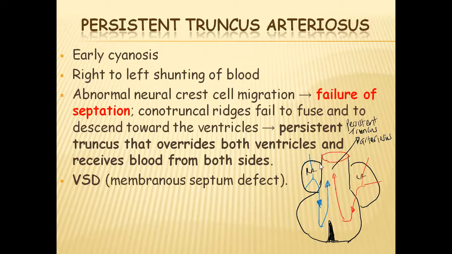And because of that, that leads to persistent truncus arteriosus, meaning that we have one outlet from both ventricles, right? So one outlet receiving blood from both the right ventricle and the left ventricle, right? And in this patient, remember we said that the aorticopulmonary septum also helps to form the membranous interventricular septum. So if you are not forming the aorticopulmonary septum, there will be no membranous septum. So this can also lead to VSD, which is a membranous septum defect.